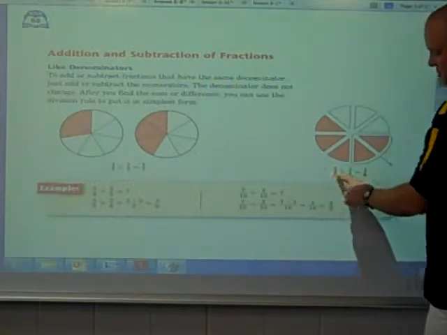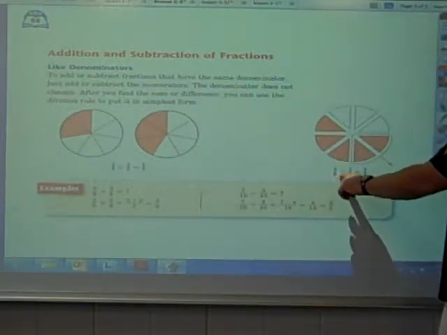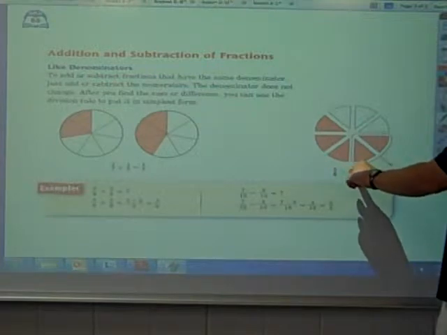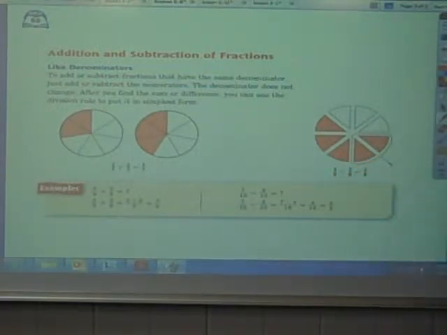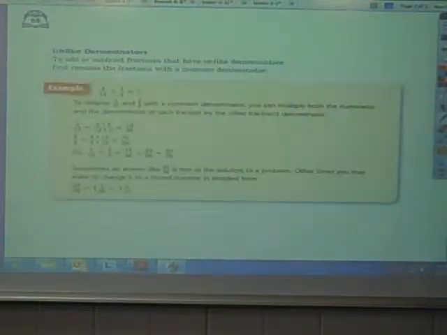Same thing would apply if you're subtracting two numbers. So if I have 5/8 minus 2/8, you're going to subtract your numerators and get 3, and you do nothing with your denominators. So that's going to end up staying the same.